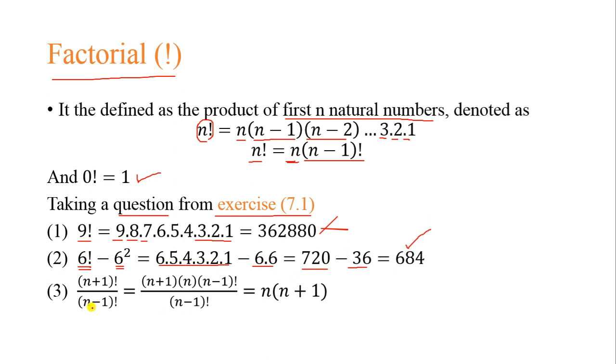Next we have n plus 1 whole factorial upon n minus 1 whole factorial. According to the definition of factorial, n plus 1 factorial is equal to n plus 1 times n times n minus 1 factorial, upon n minus 1 factorial. So n minus 1 factorial and n minus 1 factorial will cancel, and we will get just n times n plus 1.